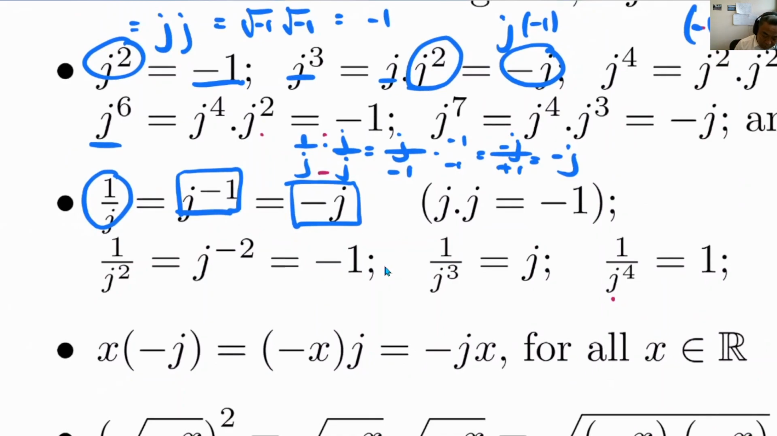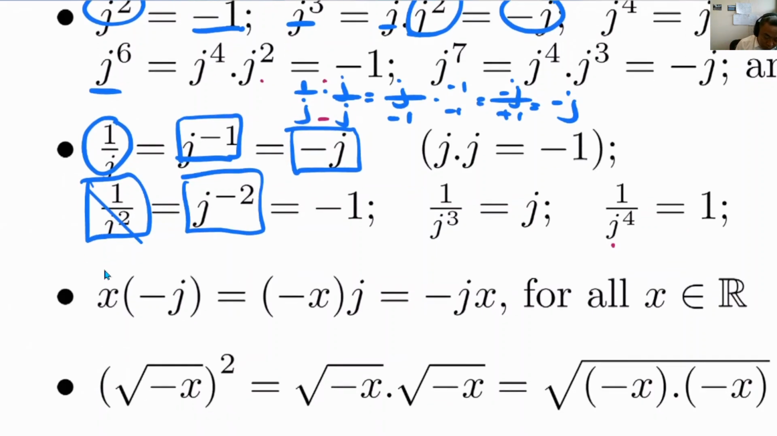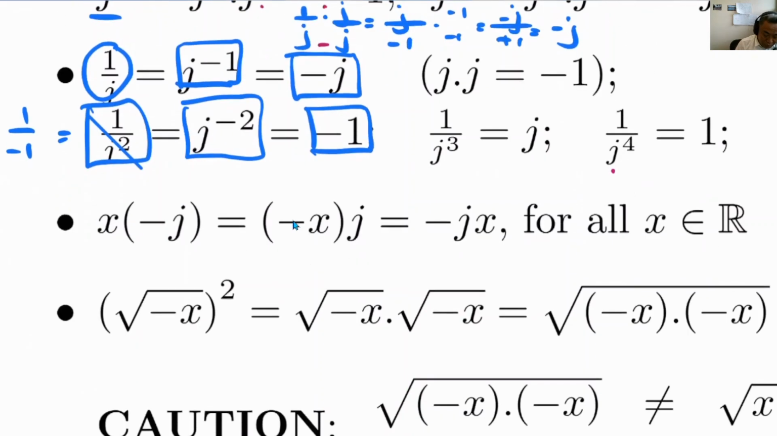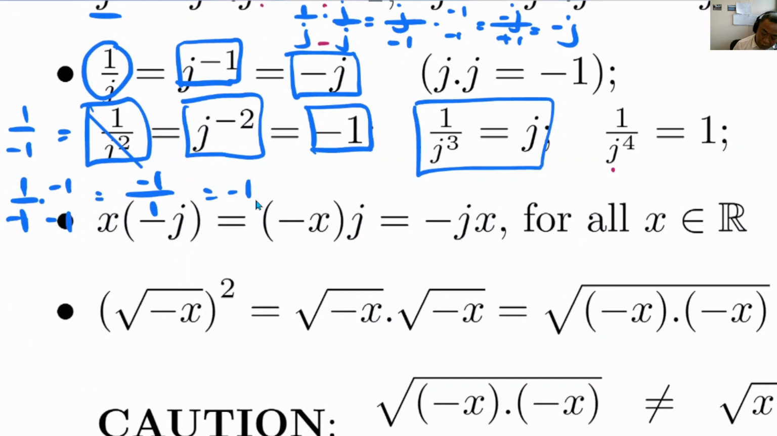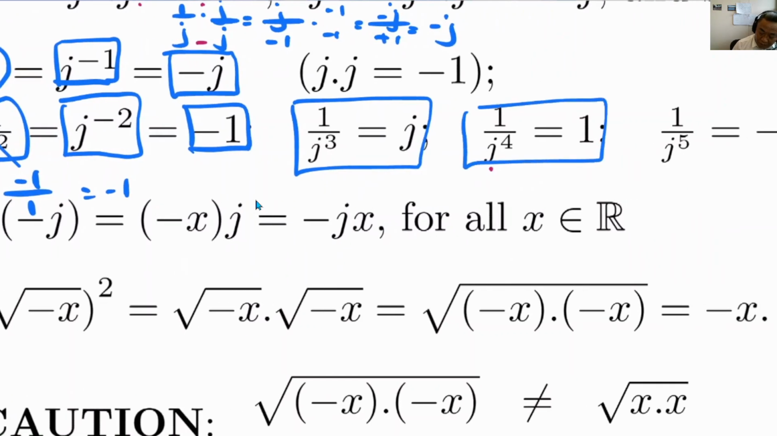And what about 1 over j squared? Same, 1 over j squared is j to the exponent of minus 2. And you realize that j squared is equal to minus 1, so 1 over minus 1 is of course minus 1. If you forget how to prove this, it is nothing but 1 over minus 1 times minus 1, which is minus 1 on the top and 1 below, and therefore the answer is minus 1. Okay, that's the idea. You can continue to do this for 1 over j cubed, 1 over j to the fourth, and so on.